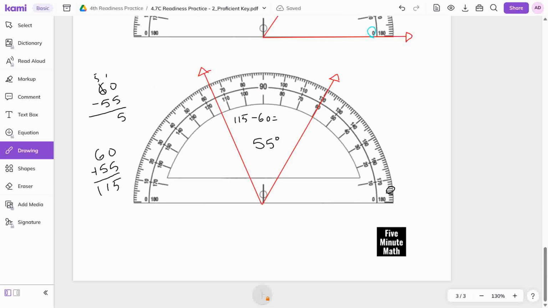Now your angles might be different than mine, as long as they're 55 degrees. There are a lot of different ways to show 55 degrees, so yours might be slightly different.